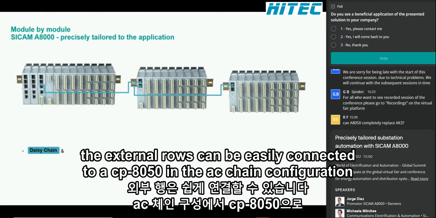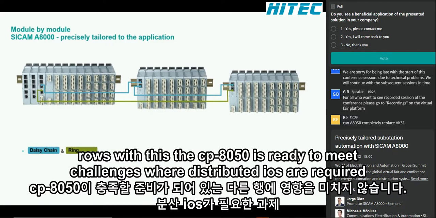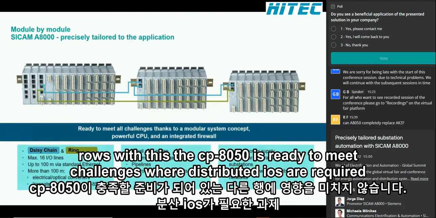The external rows can be easily connected to a CP8050 in daisy chain configuration, or for maximum reliability as a ring, so a broken link wouldn't affect the other rows. With this, the CP8050 is ready to meet challenges where distributed IOs are required.